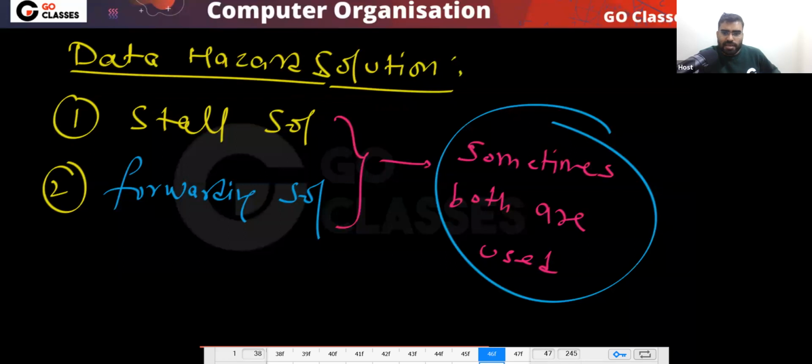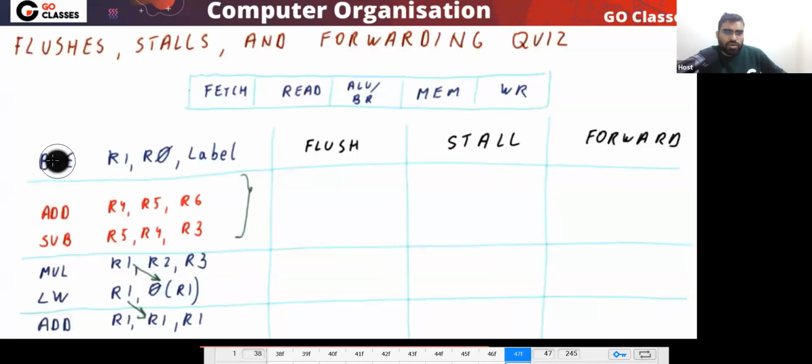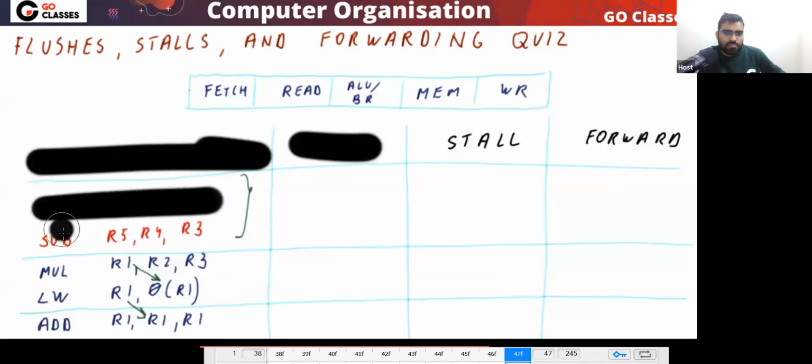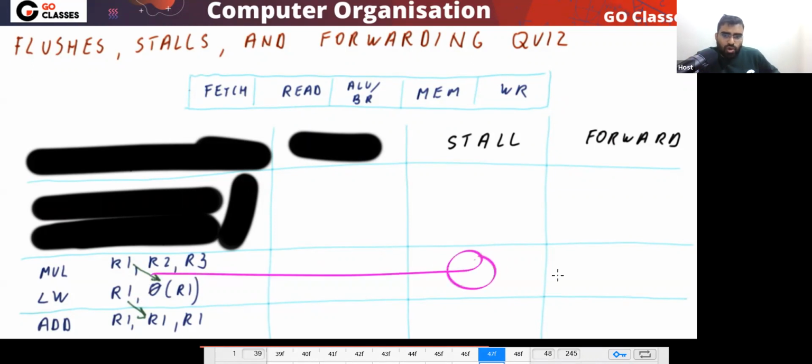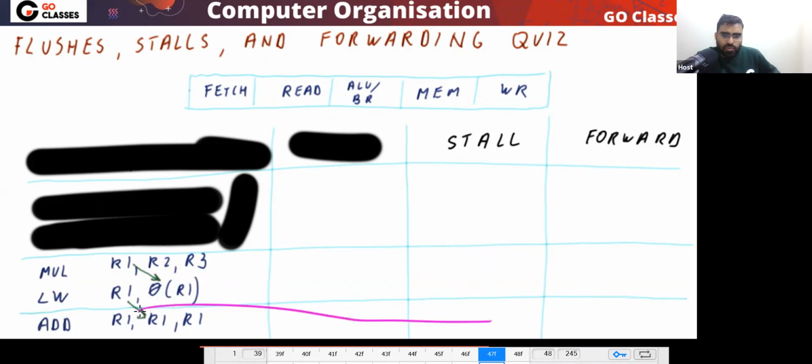Okay, so let's take this example. Consider this question on your screen, and tell me the answer. Very simple. A pipeline is given to you: fetch, read, ALU, memory, and then register write. This is your pipeline, and these are your instructions. You need to tell me, for this, do we stall or do we forward?